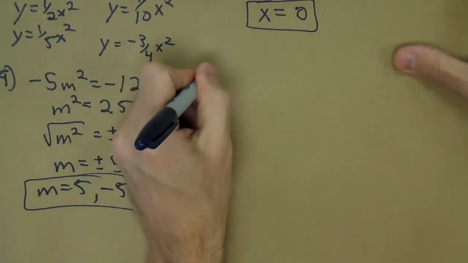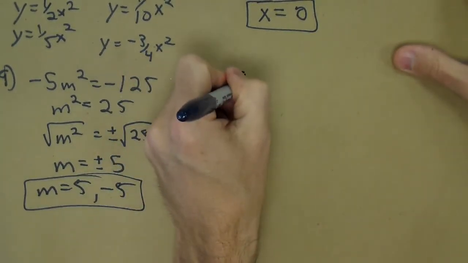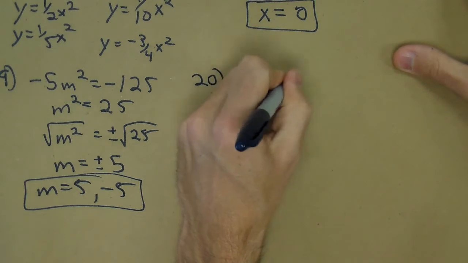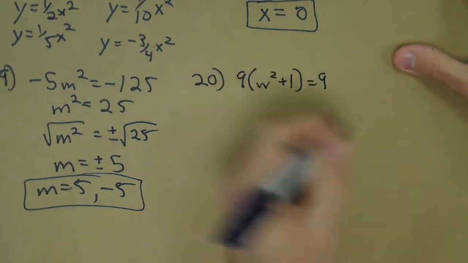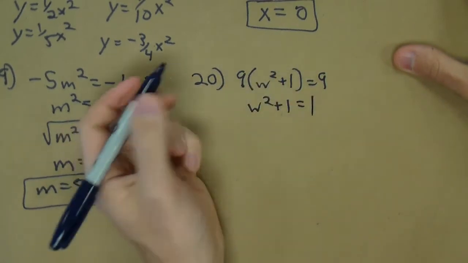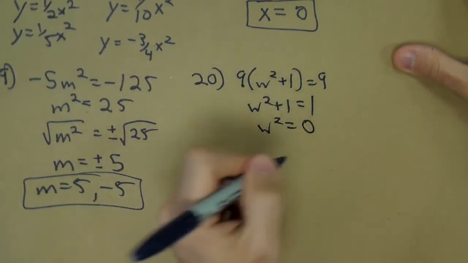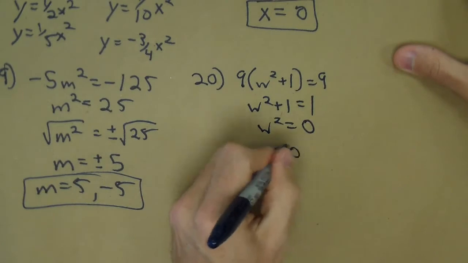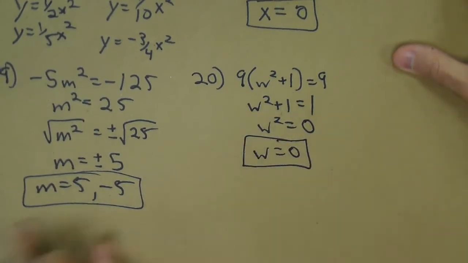Number 20, we have 9w squared plus 1 equals 9. Divide both sides by 9. We get w squared plus 1 equals 1. W squared equals then 0. So w equals 0 is our solution.